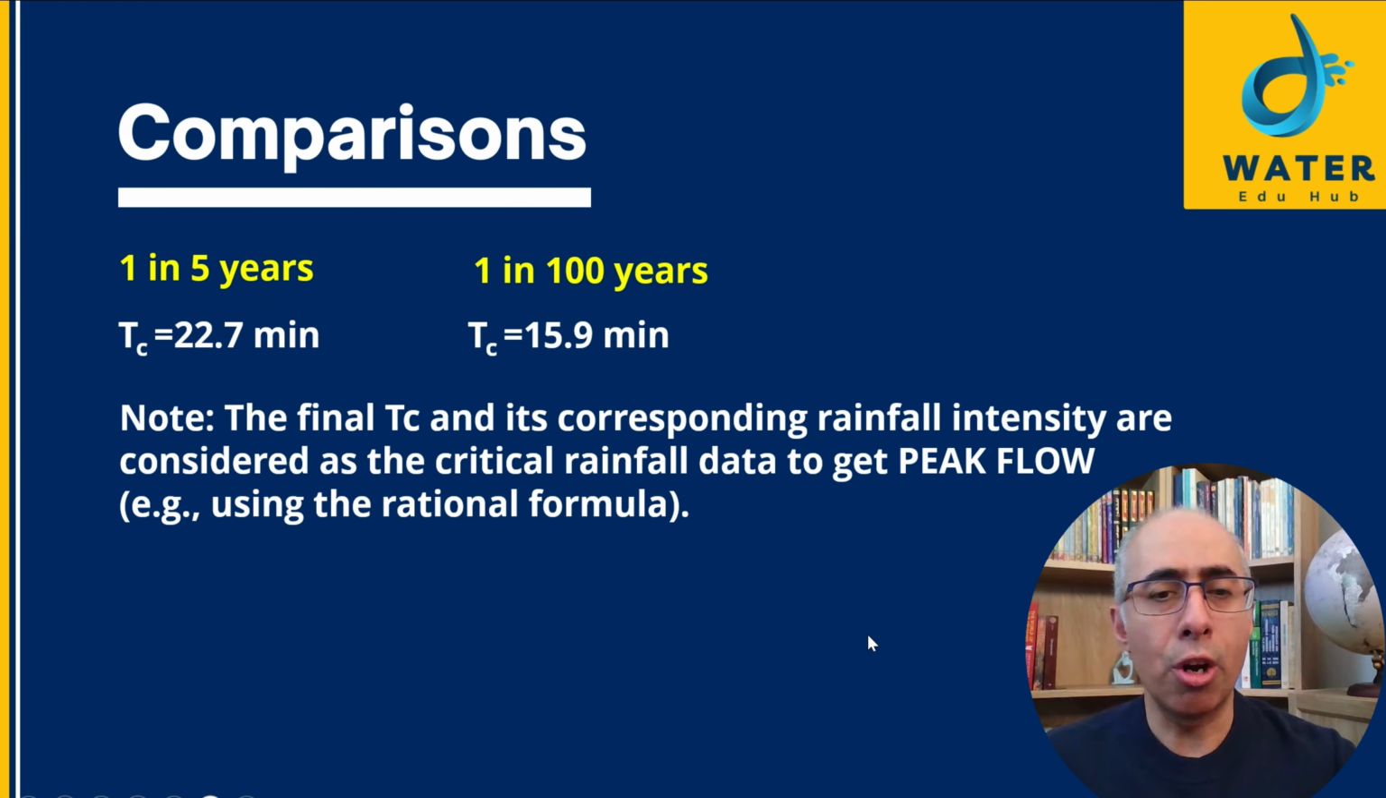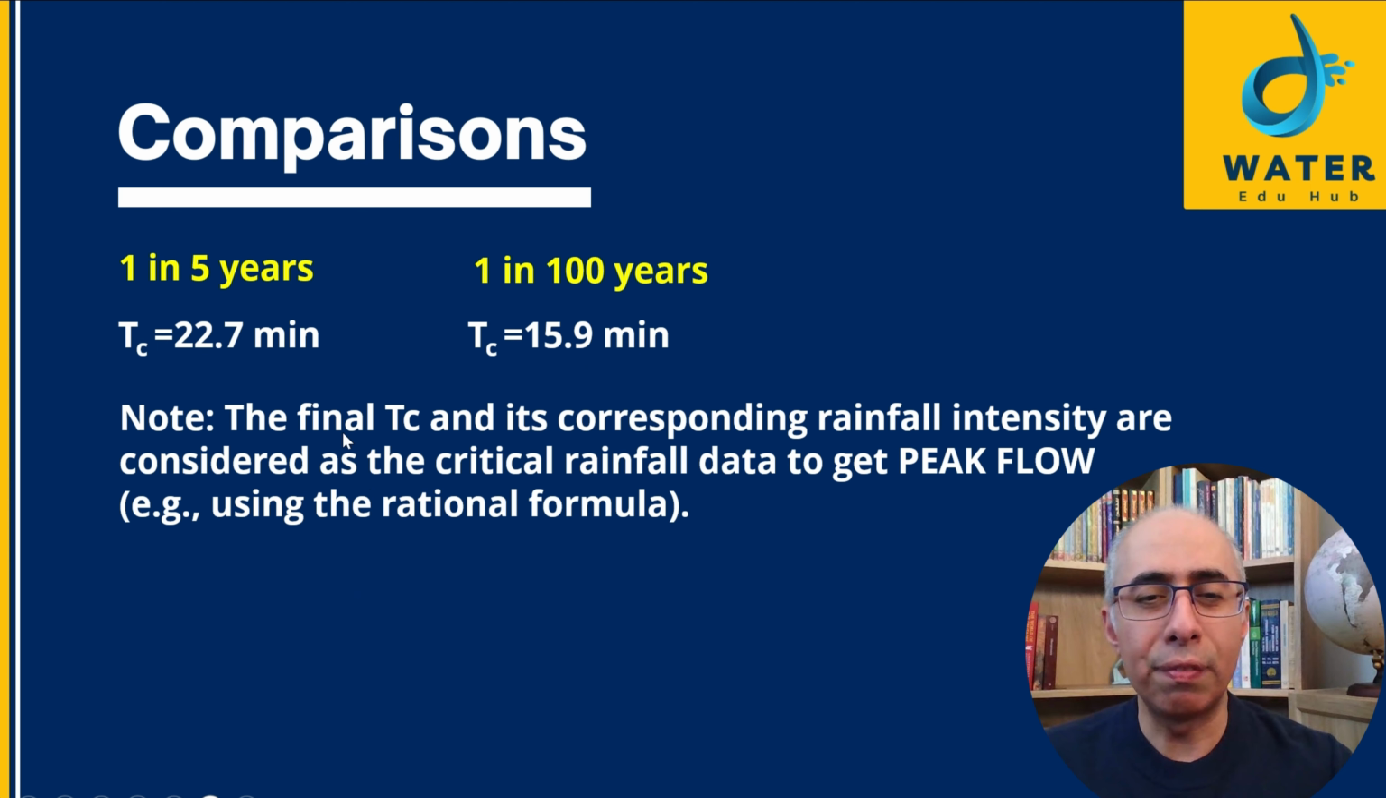So by comparing the numbers that we have got, you can see that in the case of 1 in 5 years, the TC is 22.7 minutes. And in the case of 1 in 100 years, the TC will be 15.9, smaller. So you can see that by increasing the intensity, we have a smaller time of concentration.